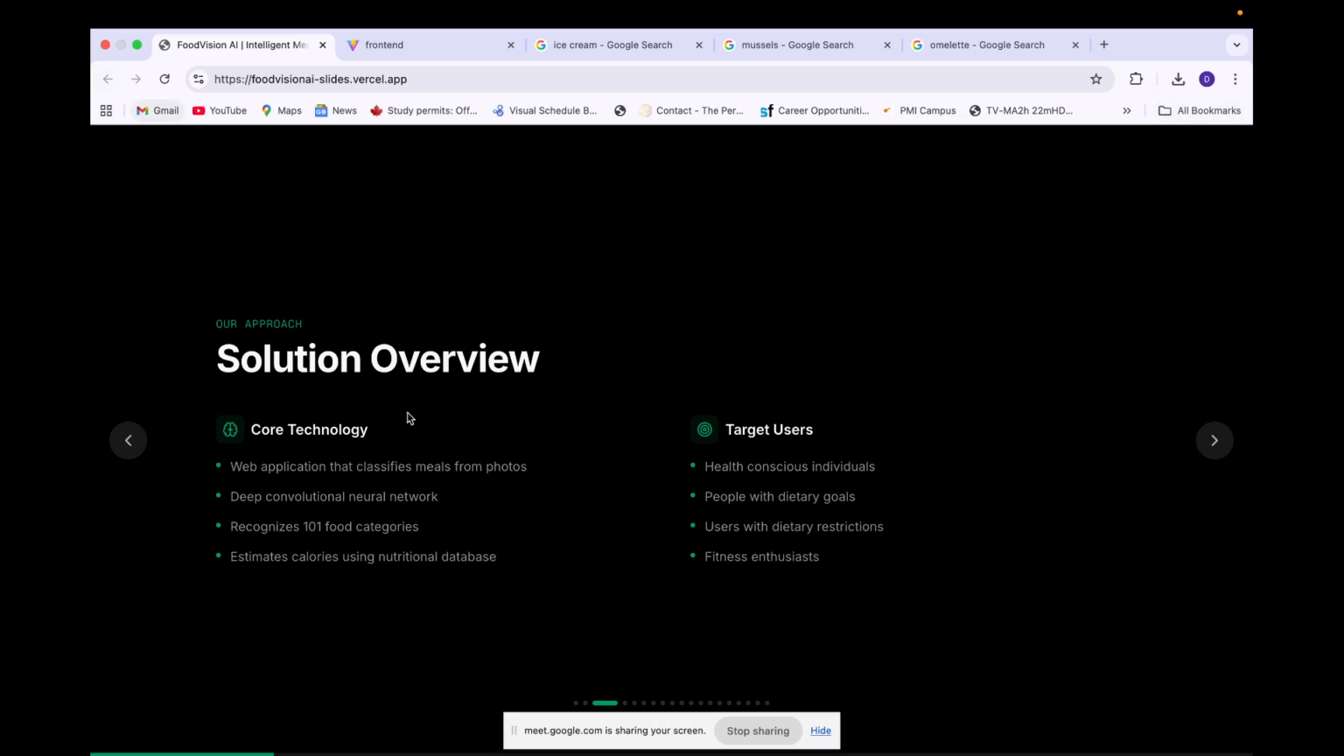Now, what solution did we build? It's a web-based application where the user just uploads photos of their meals, and then our system uses a deep convolutional neural network which is able to recognize food from 101 different classes, and based on those classes, after recognizing what food it is, it's able to tell how many calories are present in that. As I said earlier, the target users are health conscious individuals, whose number is growing every day, people with dietary goals who want to limit their calories on a particular day, users with dietary restrictions, which comes in our future plan, but for now it's just calories, and then fitness enthusiasts.